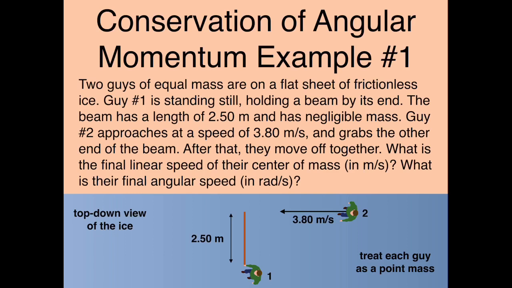So here's the example. We have two guys of equal mass standing on a flat sheet of frictionless ice. Guy number one is standing still, holding a beam by its end. The beam has a length of 2.50 meters and it has negligible mass. Guy number two approaches at a speed of 3.80 meters per second and grabs the other end of the beam. After that, they move off together. What is the final linear speed of their center of mass in meters per second? And what is the final angular speed of their rotation in radians per second? So as we do this problem, we're going to treat each guy as a point mass. So let's work this out.